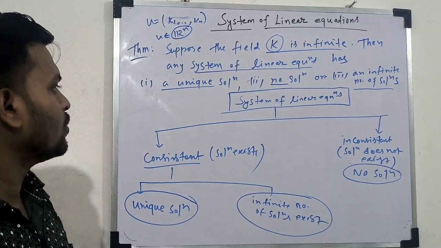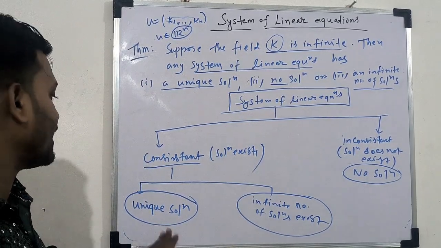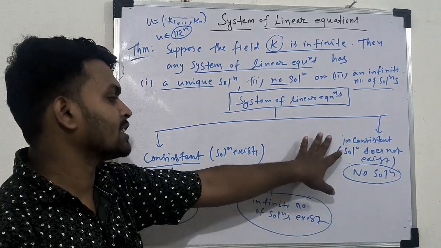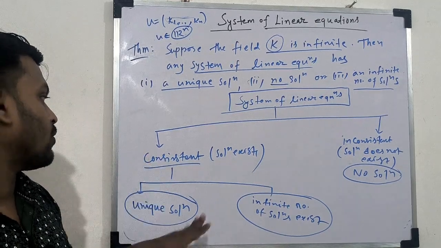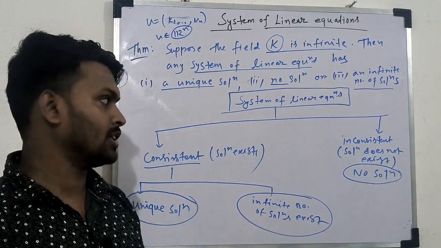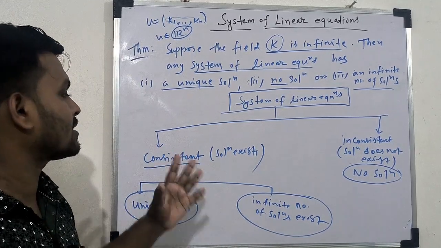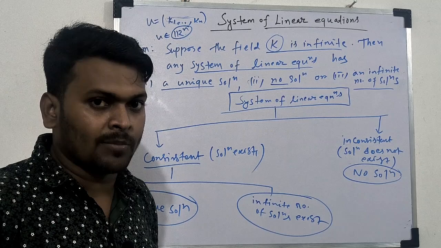So we will discuss how to find this, when a unique solution exists, when no solution exists, when the system becomes inconsistent, when the system becomes consistent, and if consistent, when a unique solution exists and when an infinite number of solutions exist. So for today that's it. We will discuss more about systems of linear equations. Thank you very much.